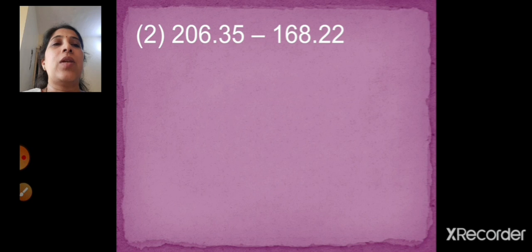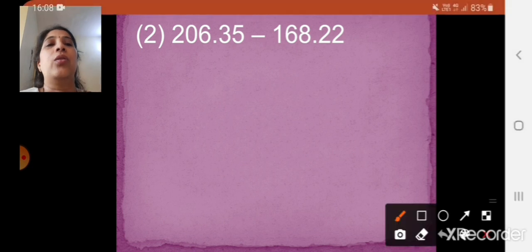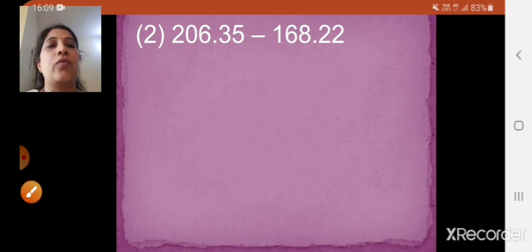So let's see the second one. 206.35 minus 168.22. Now let's arrange them. 206.35, right? So as I told you children, after the decimal point, which numbers are there? 3 and 5. So 3 will be in the tenths place and 5 will be in the hundredths place, right? And before the decimal point, which number is there? 206. So 6 will be in the units place, 0 will be in the tens place, and 2 will be in the hundreds place. So we'll arrange them.